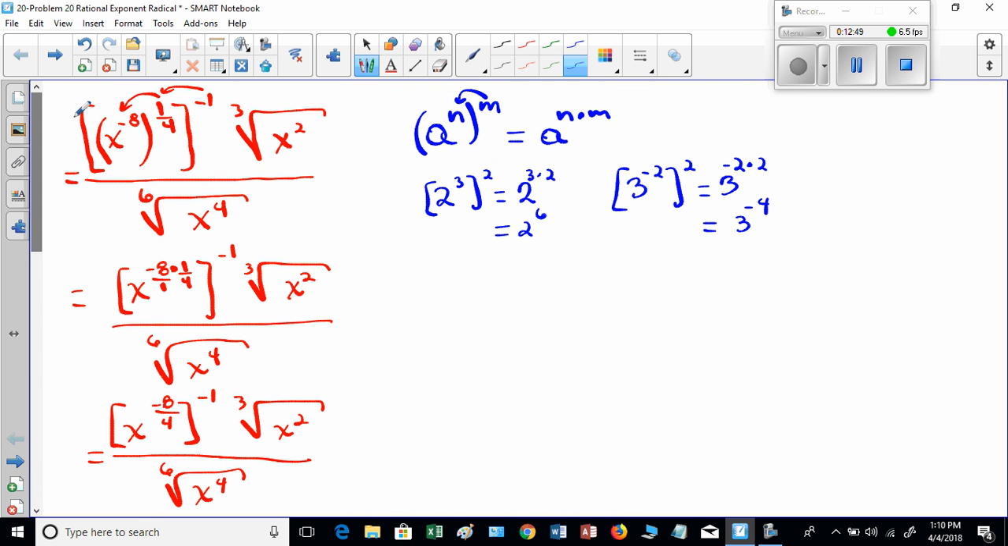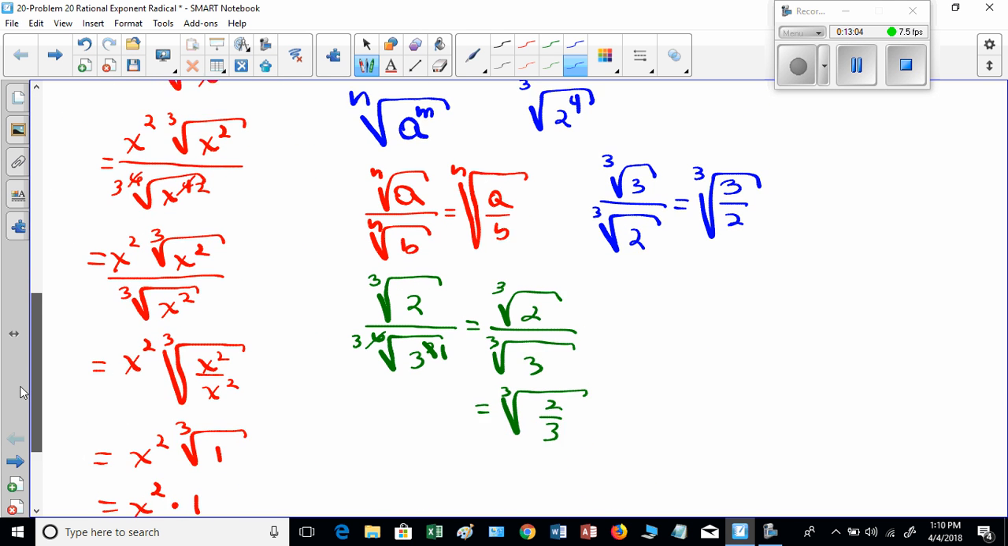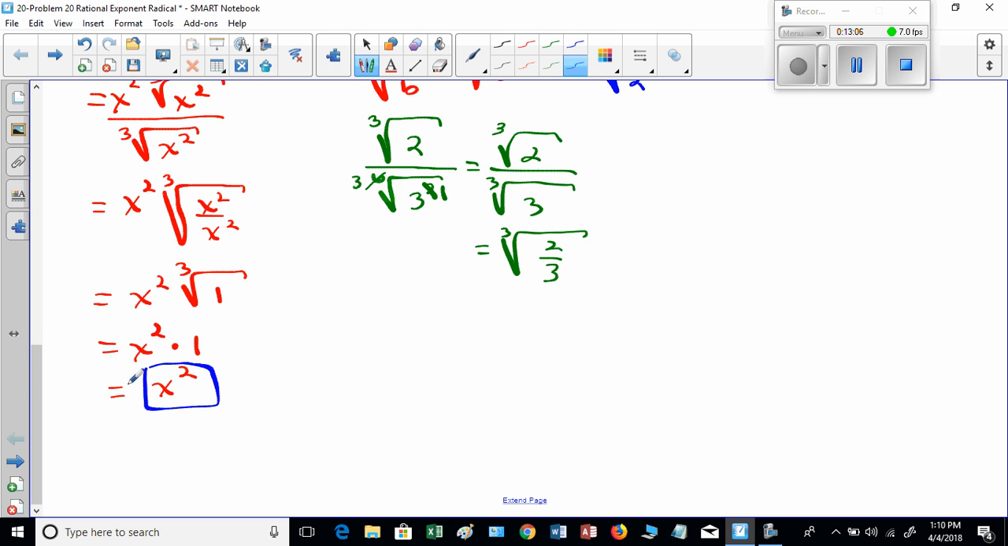So the result of simplifying the expression, x to the negative 8 elevated to the 1/4 power elevated to the negative 1 multiplied by the cubic root of x to the second divided by the 6th root of x to the 4th, is equal to x to the second power. So I hope you understood all the process and that this helped you to understand this problem.